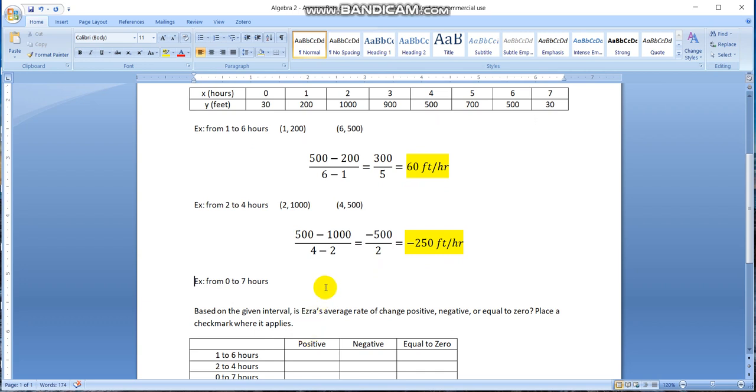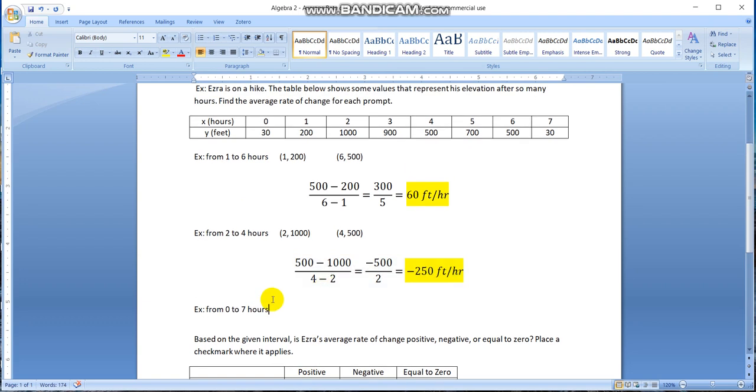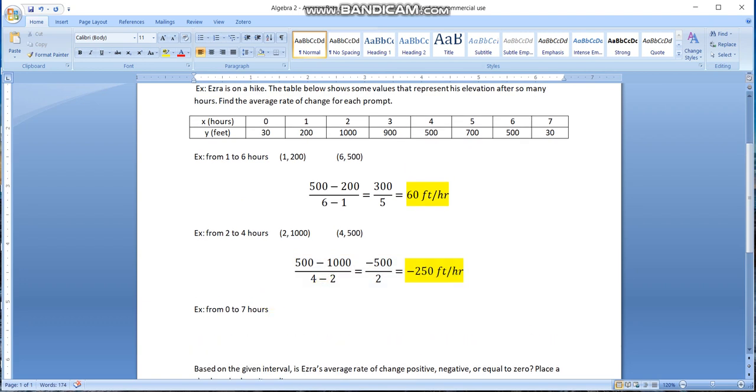Now let's say we want to find the average rate of change from 0 to 7 hours. Okay. 0 to 7 hours. Let's go and define our points. So at 0 hours, he's at an elevation of 30 feet. So that indicates when he started the hike.